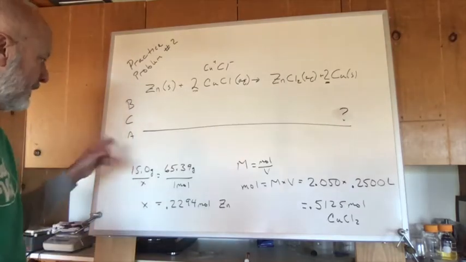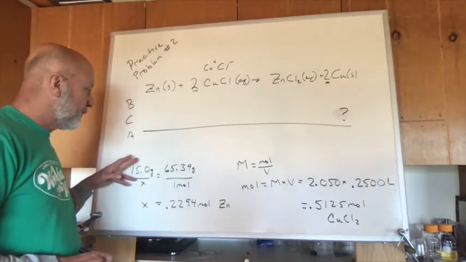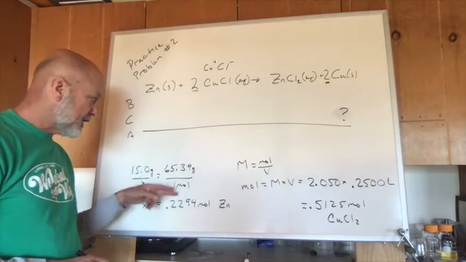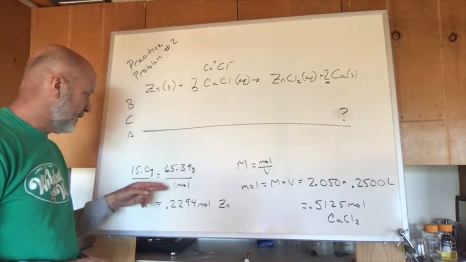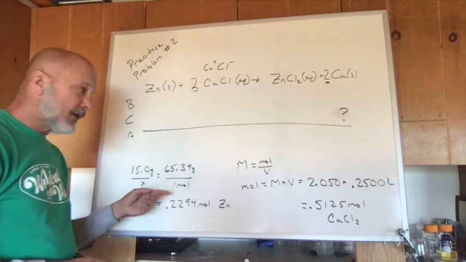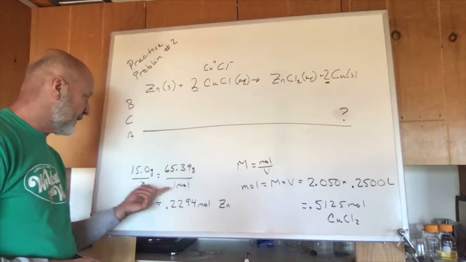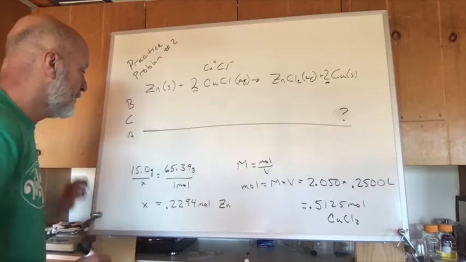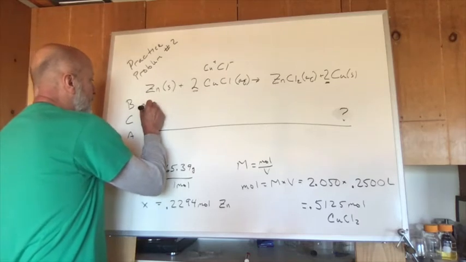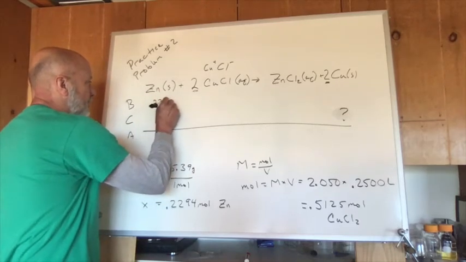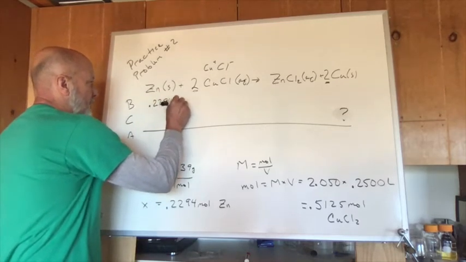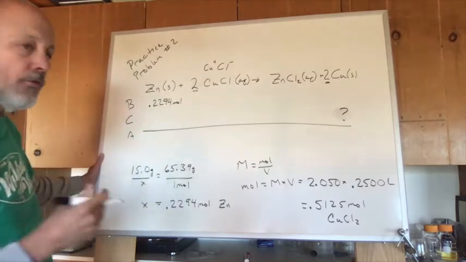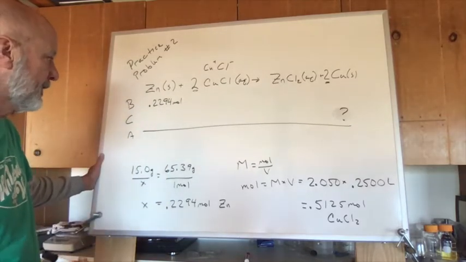Okay, so I've worked this out. I took my 15 grams of zinc metal. I went to the periodic table, found the molar mass of zinc: 65.39 grams for 1 mole of zinc. How many moles is in 15 grams? And I get this, 0.2294. So to this solution, I'm going to add 0.2294 moles of solid zinc.